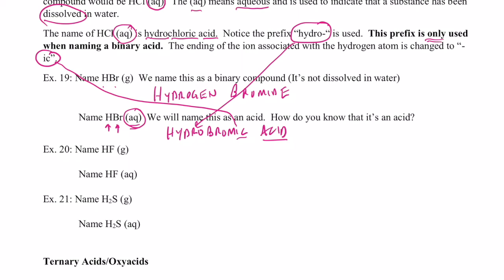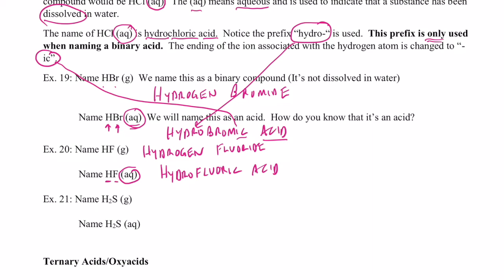Alright, welcome back. So HF you probably called hydrogen fluoride, and that is correct. But HF(aq), we recognize it as a binary acid, starts with H, has a nonmetal associated with it, and it's dissolved in water. So we would start with hydro, then we would change the ending of the nonmetal to ic. Now we don't say fluorine-ic, we would just say fluoric acid. Is that what you did? Good, let's see how you do with H2S.